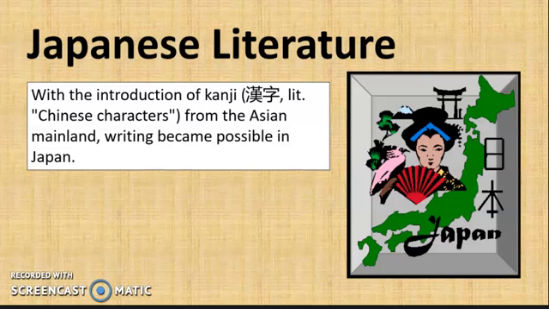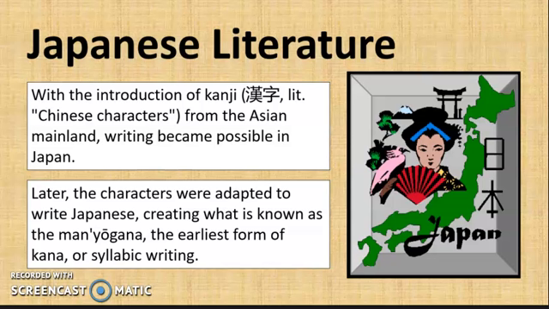As you know, Chinese letters are basically ideograms that were originally pictographs, and every single letter has its own meaning. Consequently, the only literary language was classical Chinese to begin with. Later, the characters were adapted to write Japanese, creating what is known as the Manyogana, the earliest form of kana or syllabic writing.